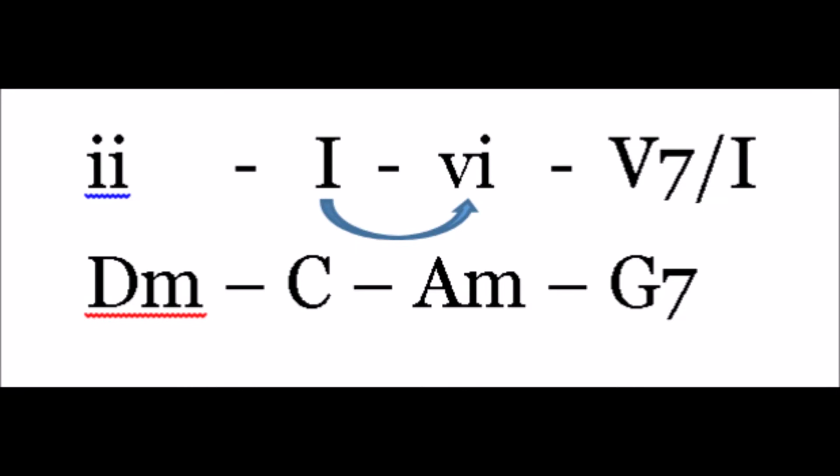Okay? So that's how that particular progression feels. Now, I'm going to move things around a little bit. I'm still going to do subdominant, tonic, dominant, but in this case, I'm going to do D minor, C, A minor, G. D minor, C, A minor, G.